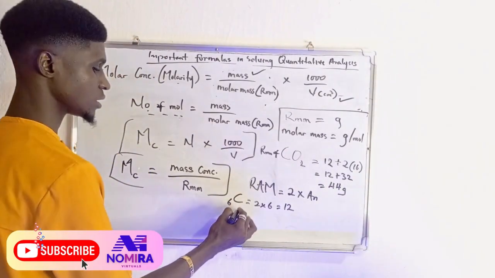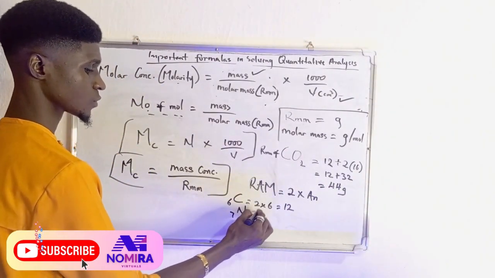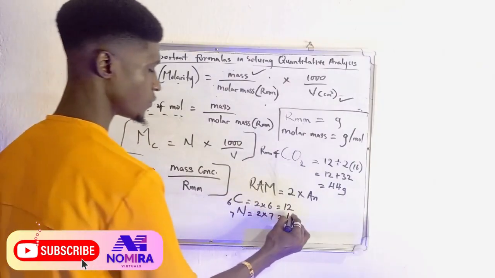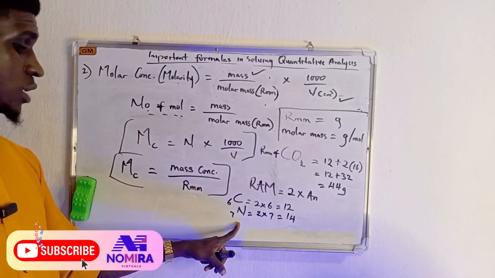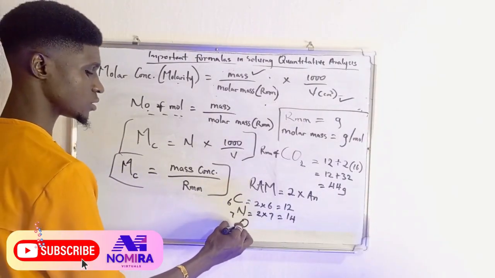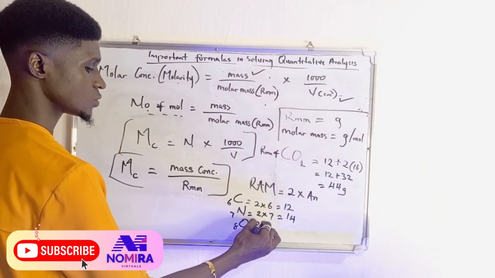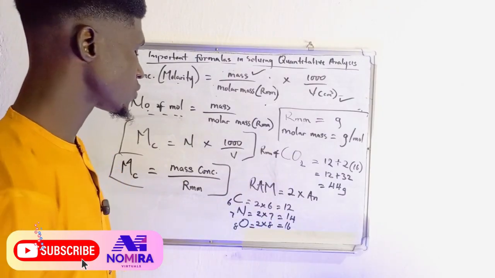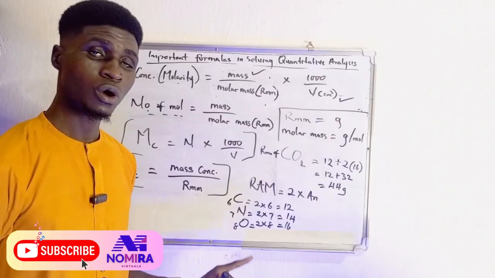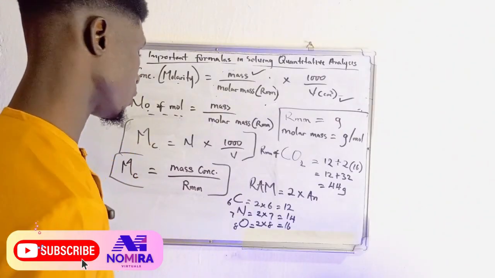Let's see nitrogen, which is 7. 2 times 7 is 14. It means that 14 is the relative atomic mass of nitrogen. Let's see oxygen, atomic number 8. 2 times 8 is 16. It means that 16 is the relative atomic mass of oxygen, and so on and so forth.